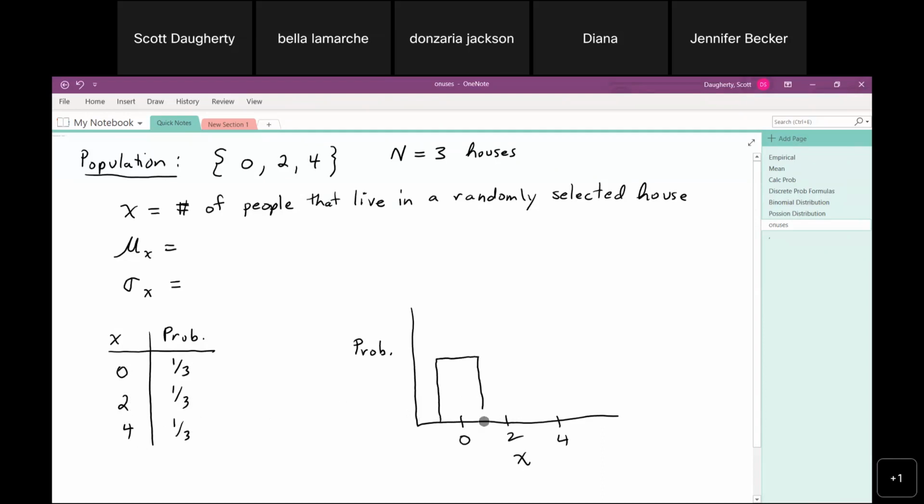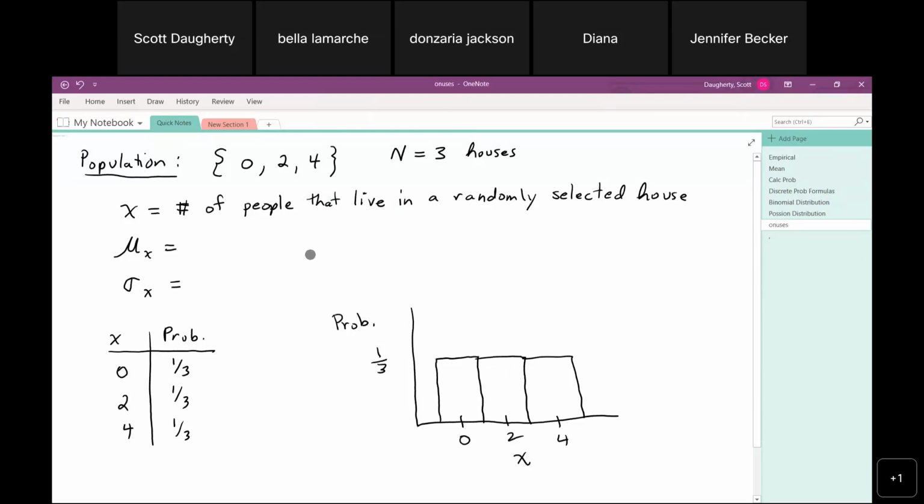So getting a 0 and a 2 or a 4 all have the same probability, 1/3. So there's our probability histogram. Remember, a probability histogram just tells you the probability of getting any particular X value here. So this just says that the probability of getting a 0 is 1/3, a 2 is 1/3, and a 4 is 1/3, which is exactly what this table tells us. We're just putting it into a picture here, okay?